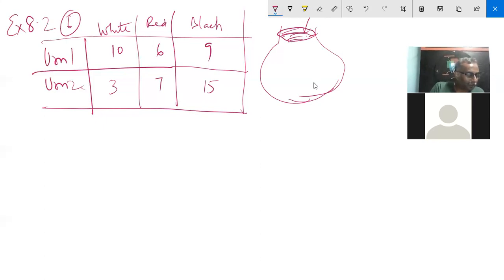So inside that urn 1, one ball is drawn from each. First, let us deal with the condition that both balls are red. Now P of urn 1.